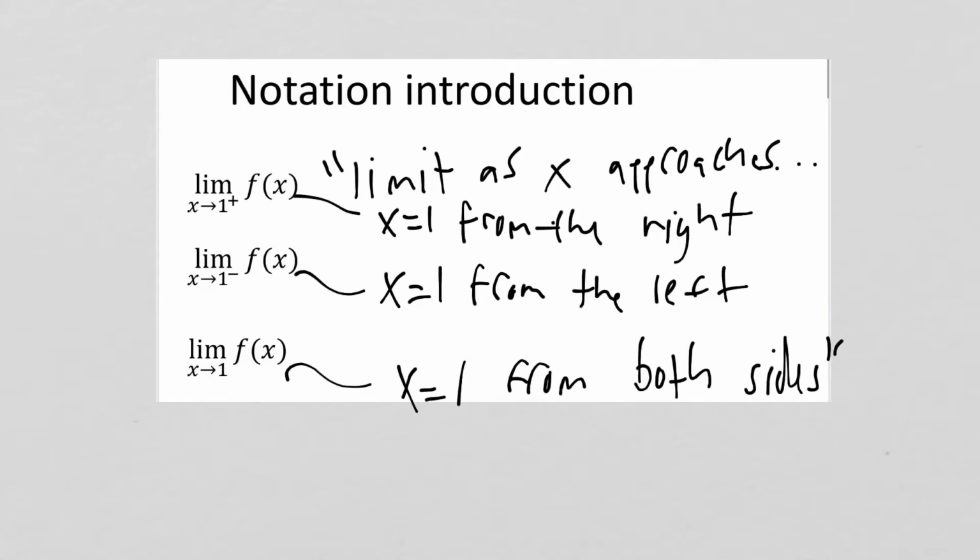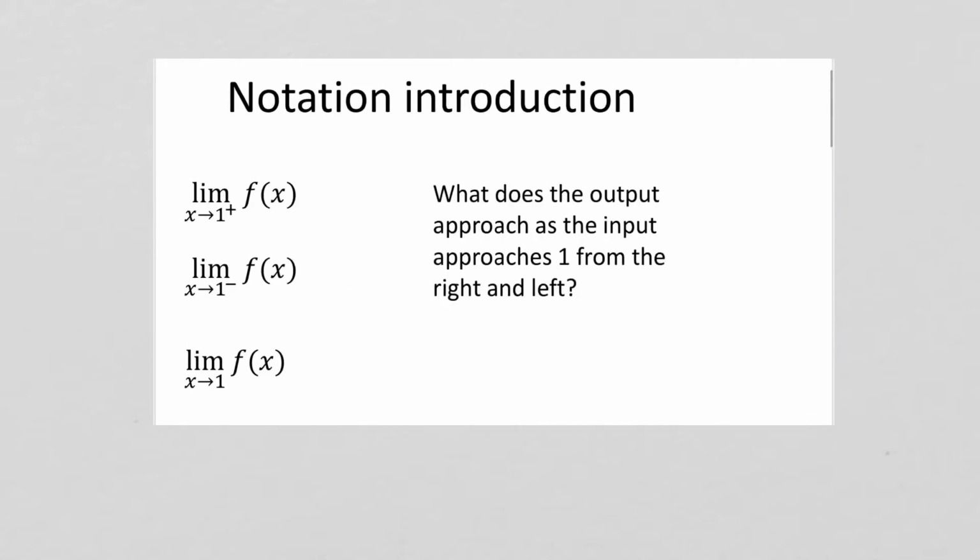But what does this really mean when we say from the right, from the left, from both sides? It would help to have an example. Another way of thinking about this is, what does the output f of x approach as the input x approaches 1 from the right and from the left? That is what this notation is really asking. You can pause to get that copied down, and then we're going to look at an example.